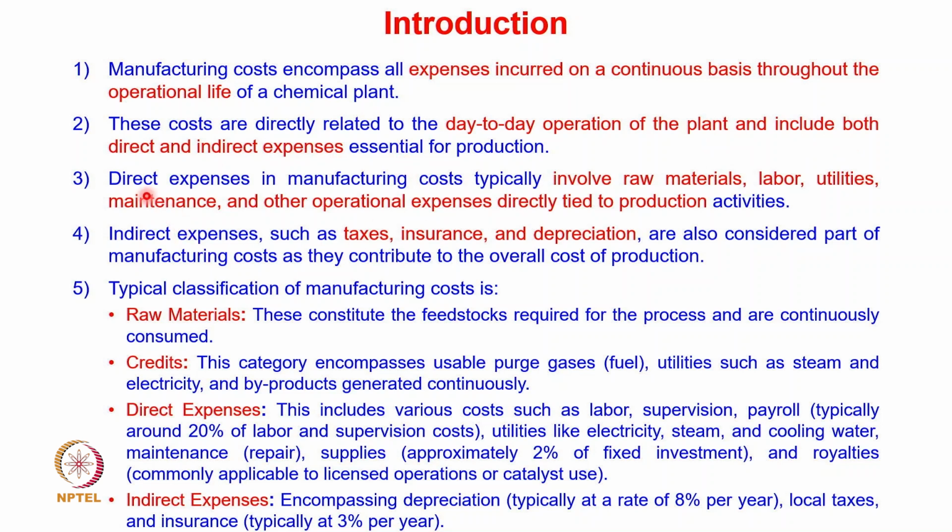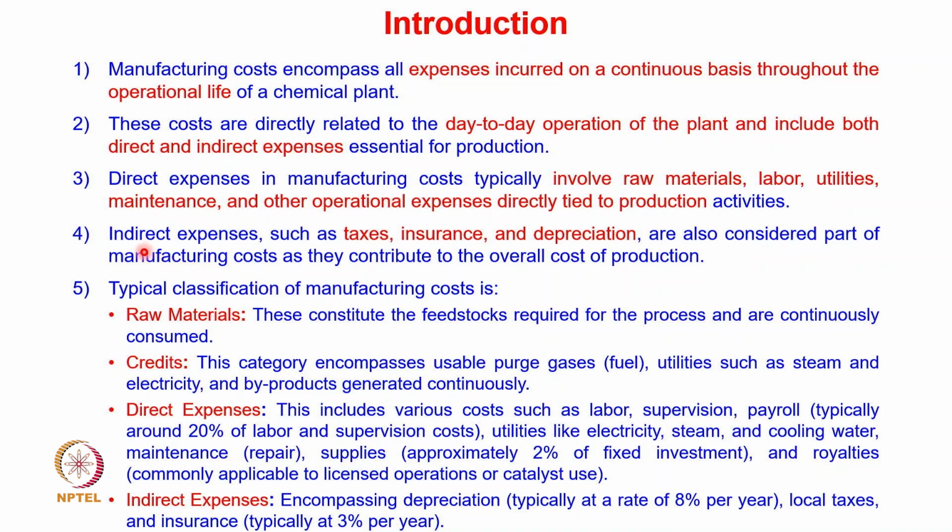So you can see that when we look at the direct expenses, they are nothing but what? These are nothing but the costs related with the purchase of raw materials. These are the costs related with the labor, utilities, maintenance, and other operational expenses directly tied to the production. So whatever directly involved in the production, whatever the costs are directly involved with the production, all these costs are associated with the direct expenses in the manufacturing cost.